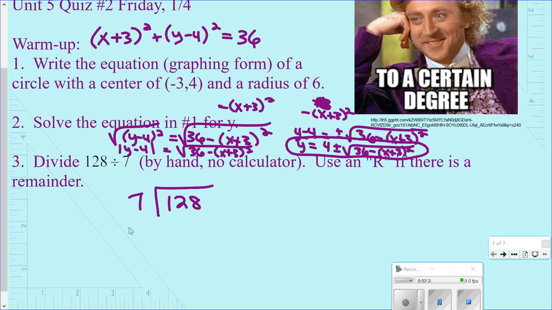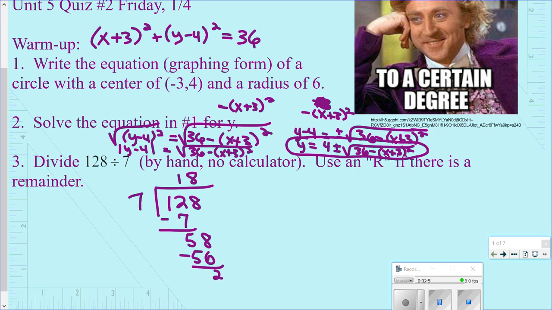So we're figuring out how many times 7 goes into 1. Well, it doesn't. So then how many times does 7 go into 12? It goes in 1 time. So then I do 7 times 1, which is 7, and I subtract. 12 minus 7 is 5. I bring down the 8, and then I start all over again. 7 into 58 goes in 8 times. 7 times 8 is 56. I subtract, I get 2.